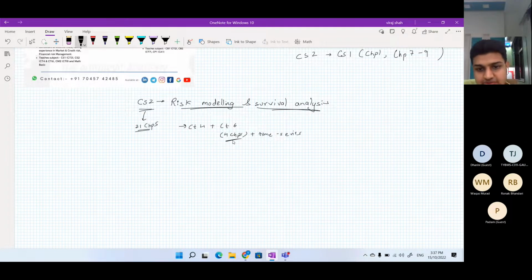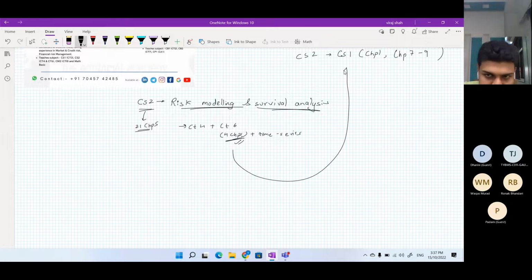Okay, for these 4 chapters, we'll be looking at that first because those are easy chapters. It can help you refresh your memory with respect to CS1. How do I mean refresh? One of the chapters is like extending what you have already been doing.